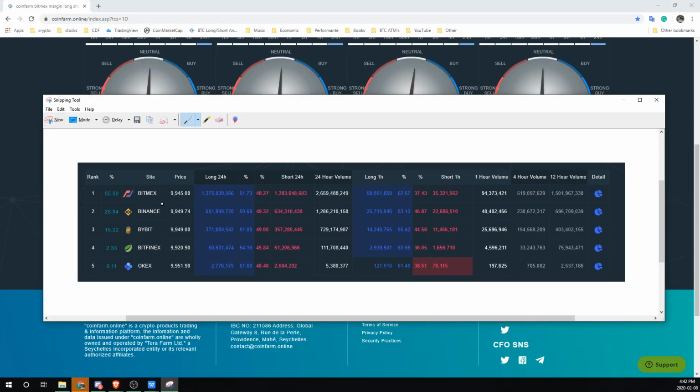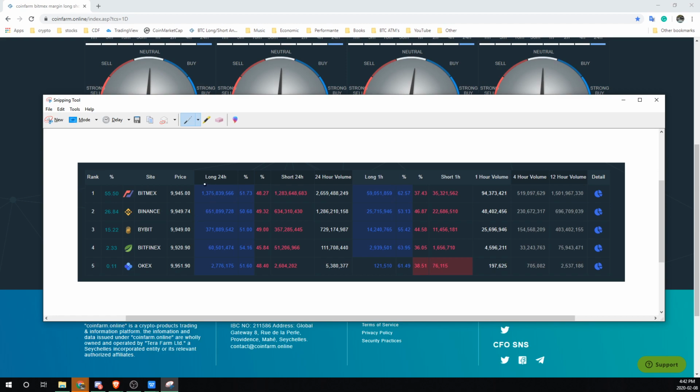So BitMEX is going to be the main exchange we're going to be looking at because it has significantly higher volume than every other exchange, and with higher volume, obviously it has higher potential to shift the price. Just makes sense. And then Binance is the second, and then Bybit is the third.